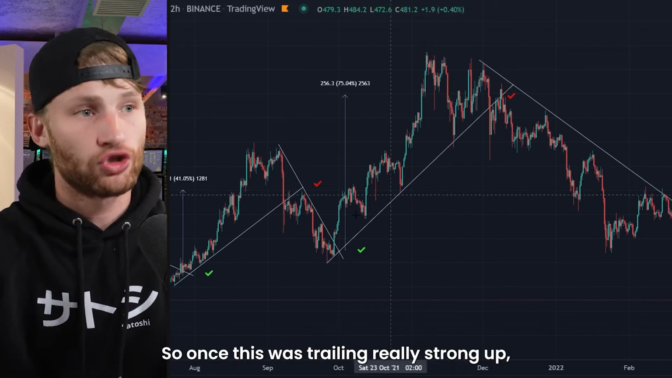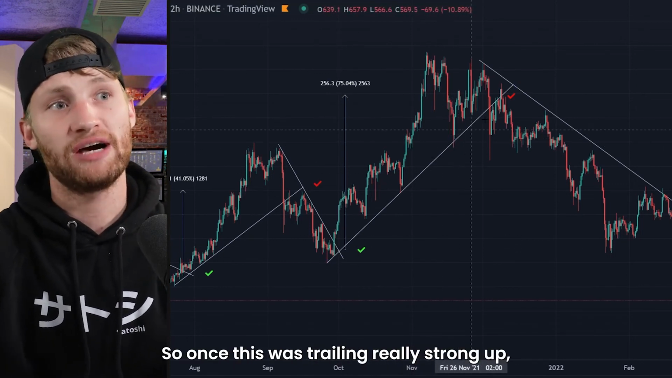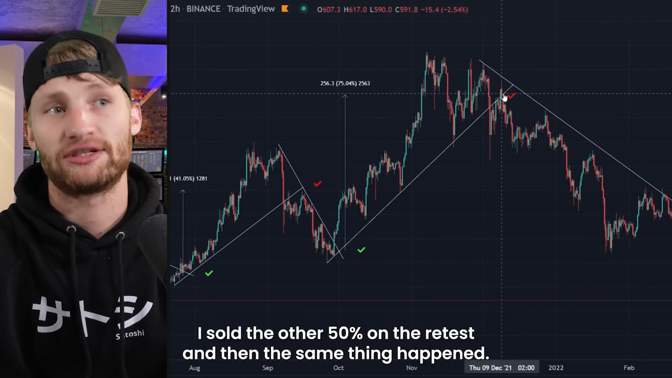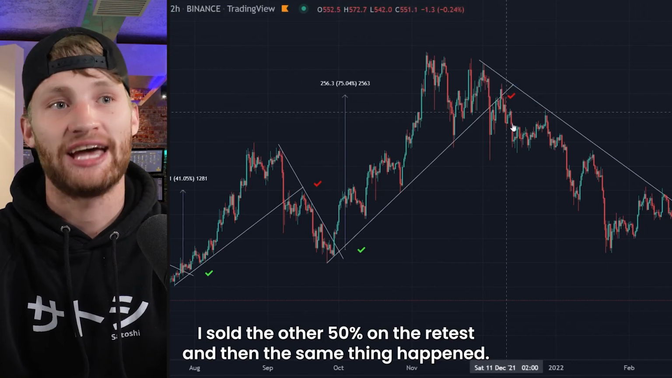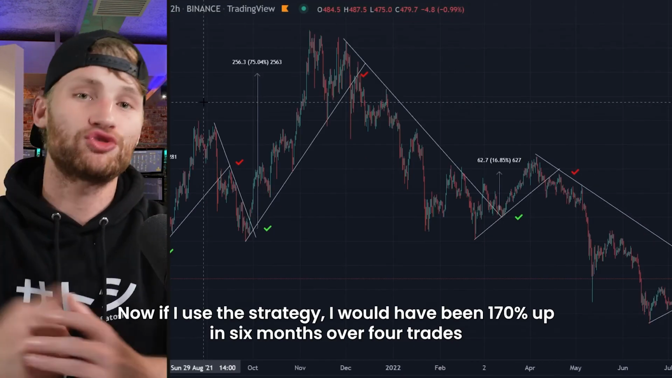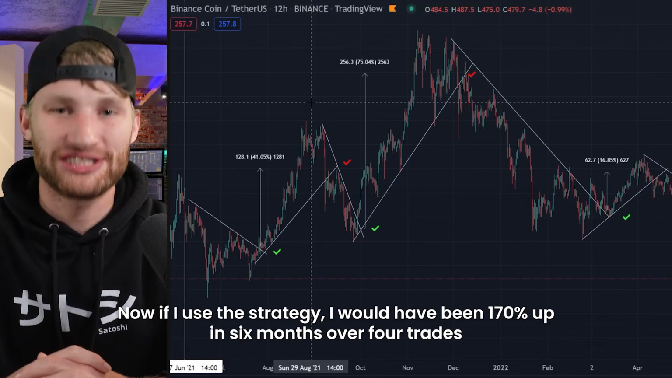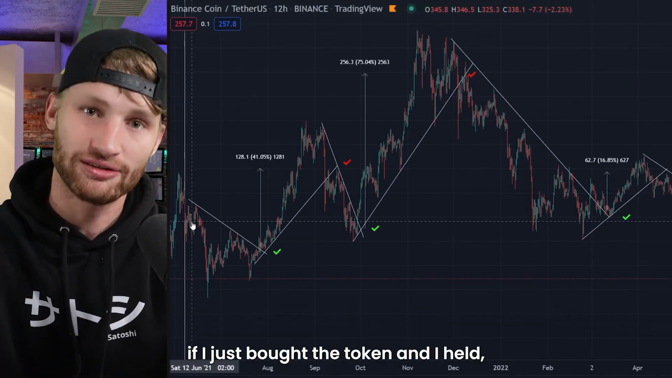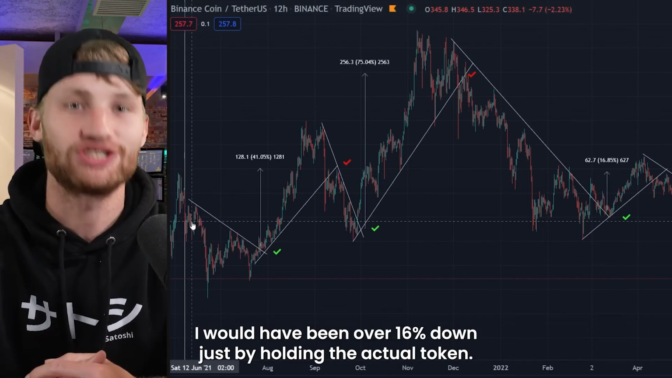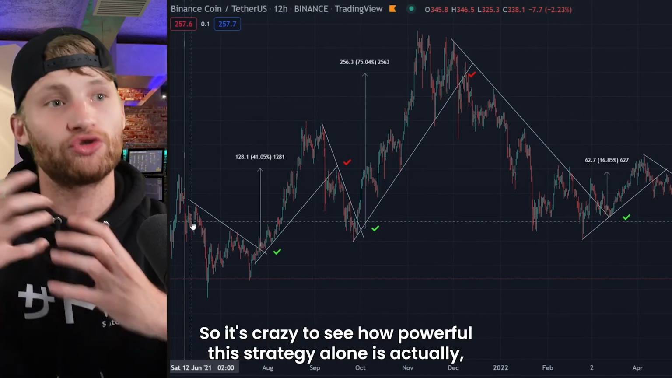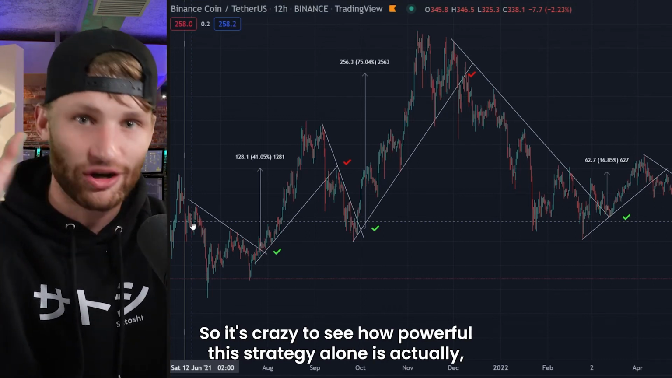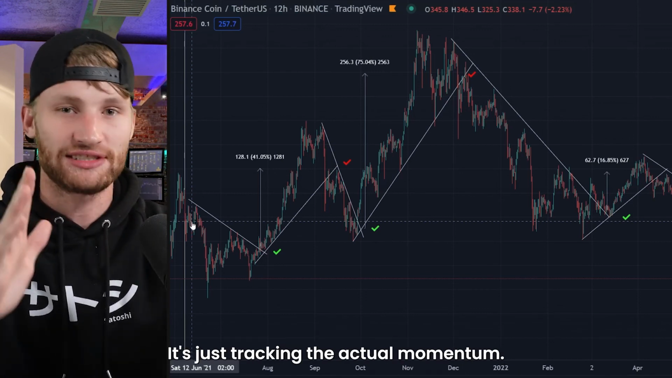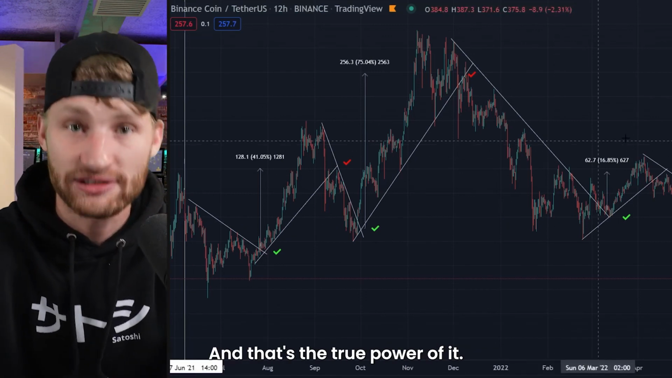So once this was trailing really strong up, here was my first sign of weakness. I had the first closing candle there. I sold, I sold the other 50% on the retest, and then the same thing happened. Now, if I used this strategy, I would have been 170% up in 6 months over 4 trades. If I just bought the token and held, I would have been over 16% down just by holding the actual token. So it's crazy to see how powerful this strategy alone is, because all that it's doing is not guessing where the market's going. It's just tracking the actual momentum. And that's the true power of it.